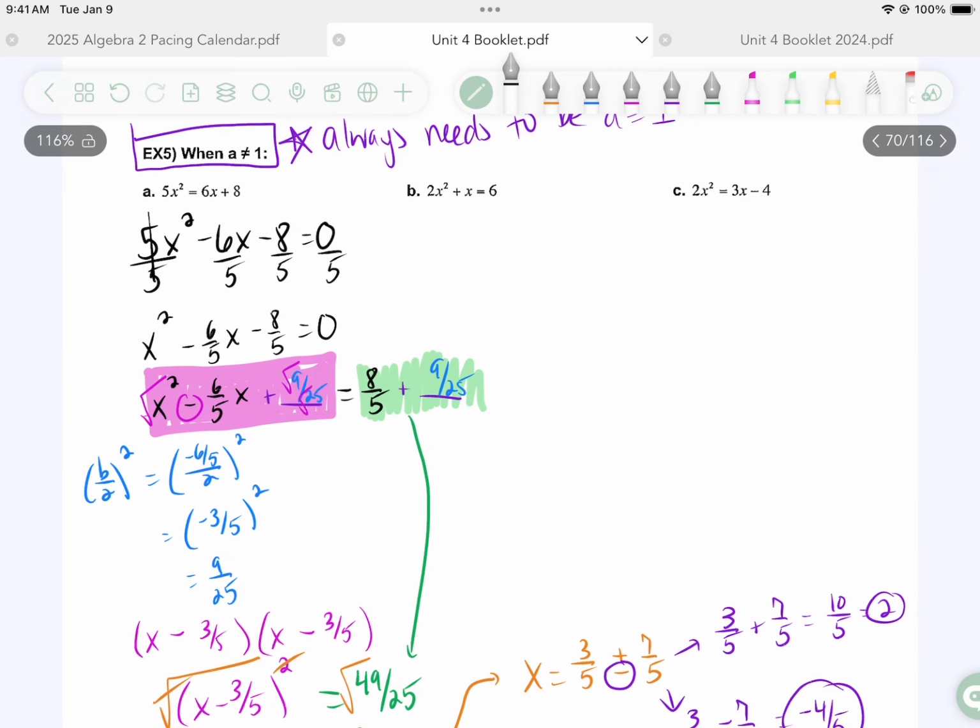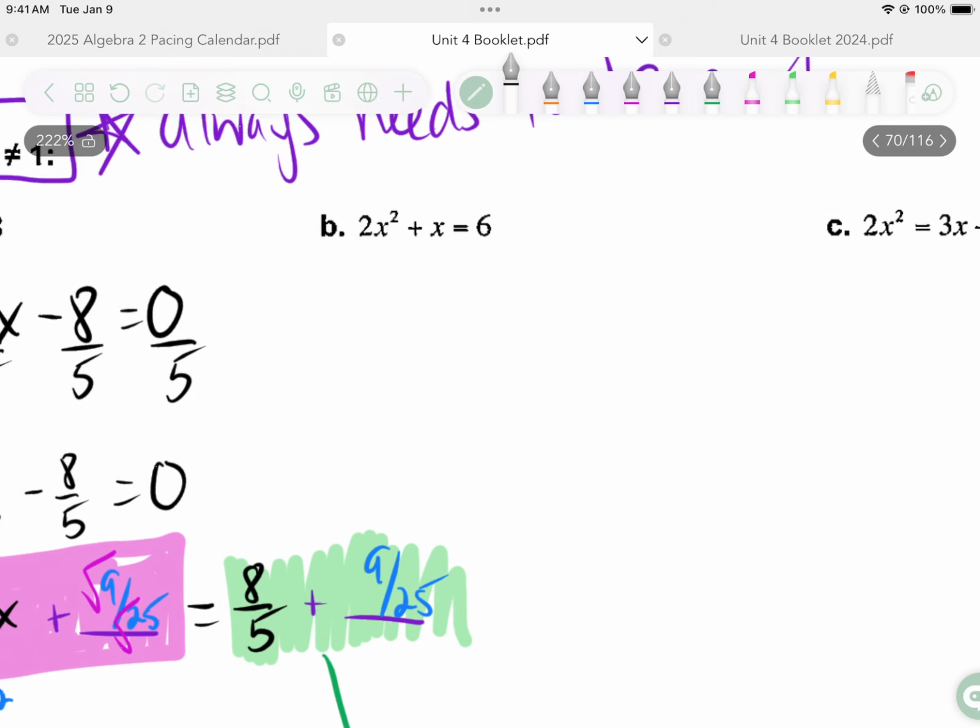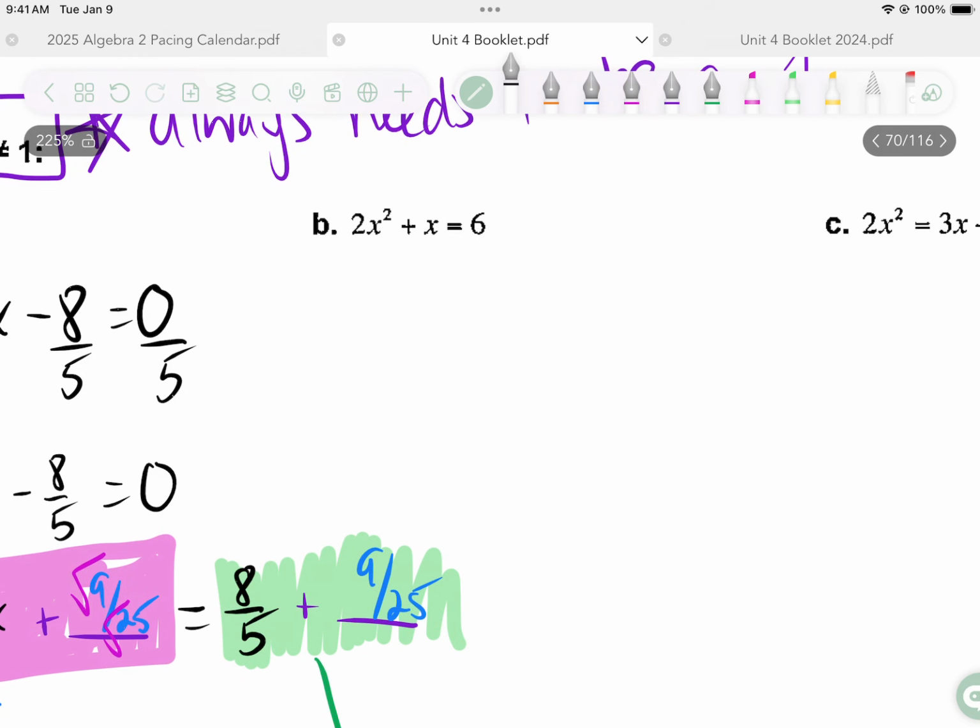Okay, so let's go ahead and try letter B. Maybe pause this video, try it on your own, and then unpause it and see how you did. But otherwise, I'll just talk through this again. So first thing, I'm going to go ahead and move that 6 to the other side. Check and see if I'm given a perfect square trinomial.